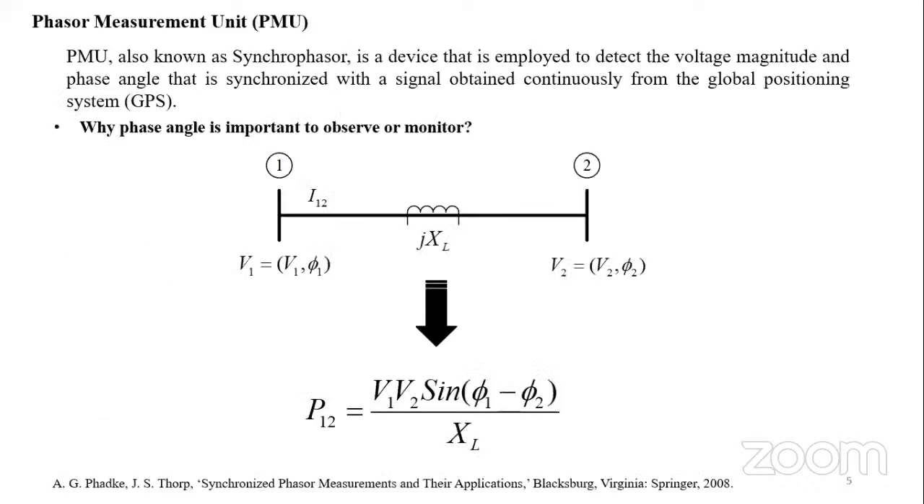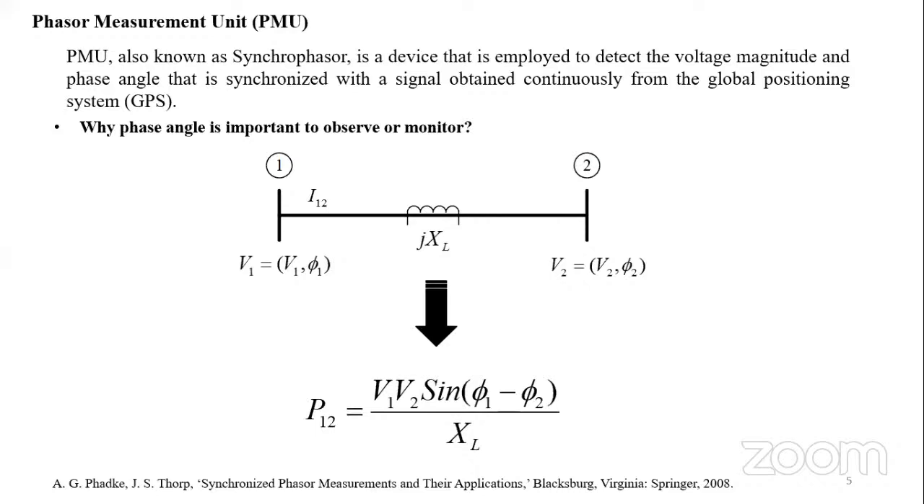Now let's talk about, first of all, the phasor measurement unit. A phasor measurement unit is a device used to monitor and measure the voltage magnitude and the phase angle, and all the obtained signals are synchronized with GPS technology. Now, the main question comes up: why is the phase angle important?